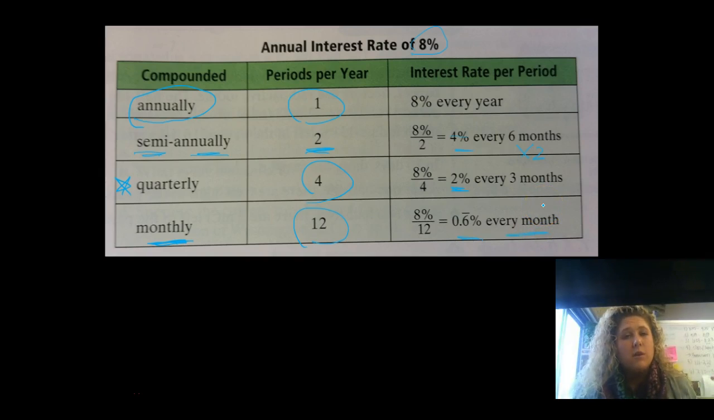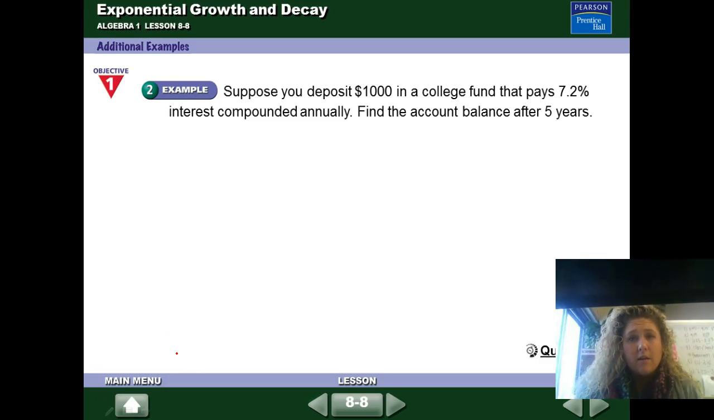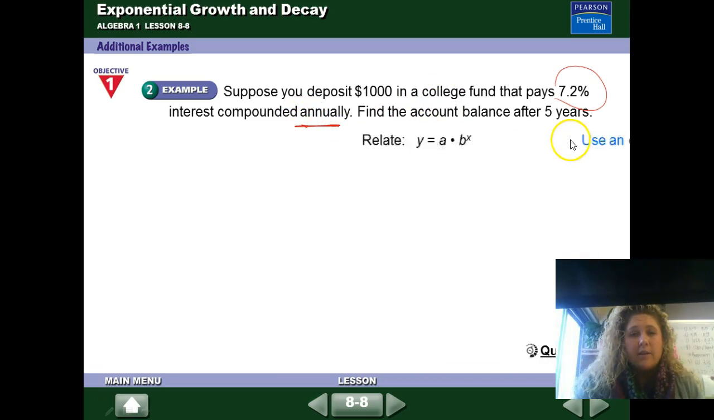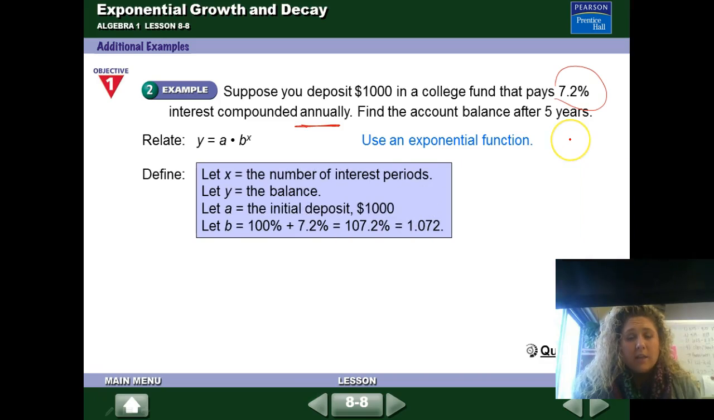And these little words are going to help you solve these problems throughout. So here we have a problem where we are depositing $1,000 into a college fund that pays 7.2% annually, so one time a year. Find the account after 5 years.